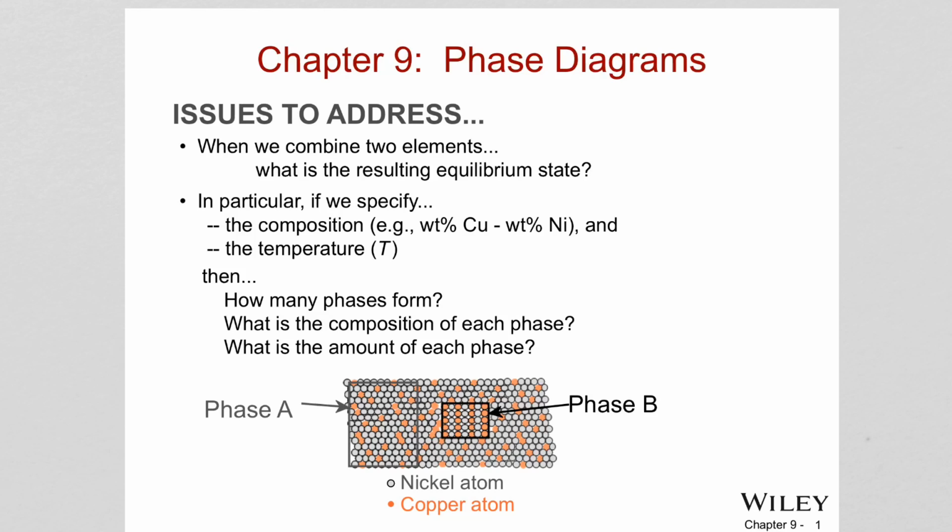So phase A and phase B. Both of them have different structures, different properties. And what is the composition of each phase, meaning what is the amount of nickel or copper in phase B, or what is the amount of copper and nickel in phase A, or how much of the overall alloy phase A is or phase B is, what is the percentage of phase B, so the amount of each phase. So we're going to understand phase diagrams and we're going to read information from the diagrams.